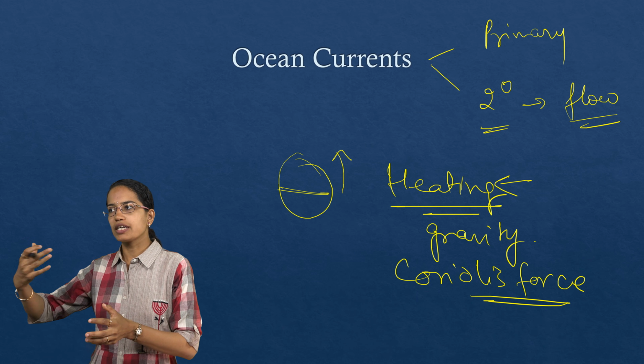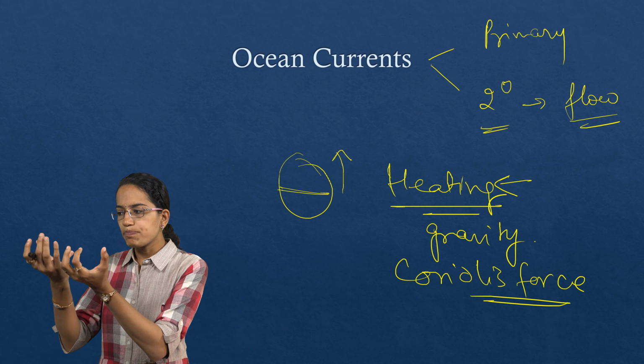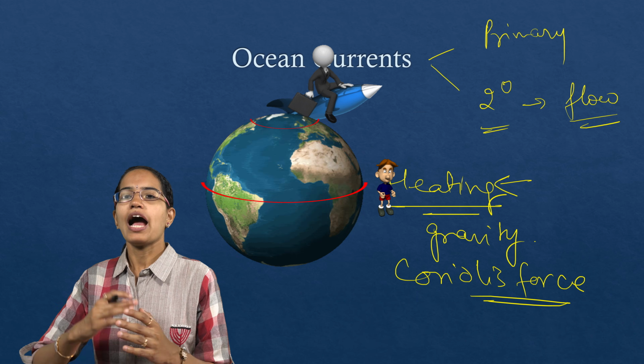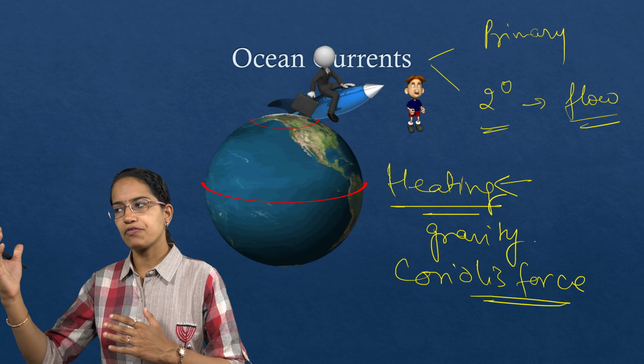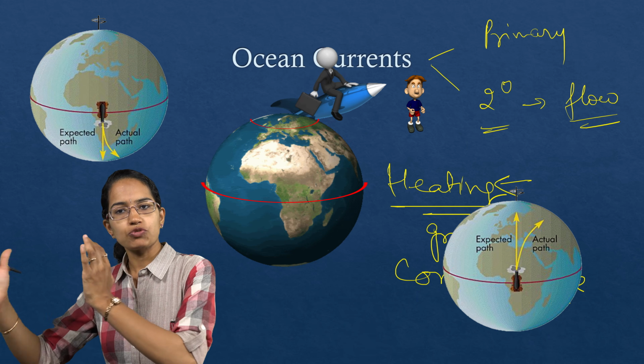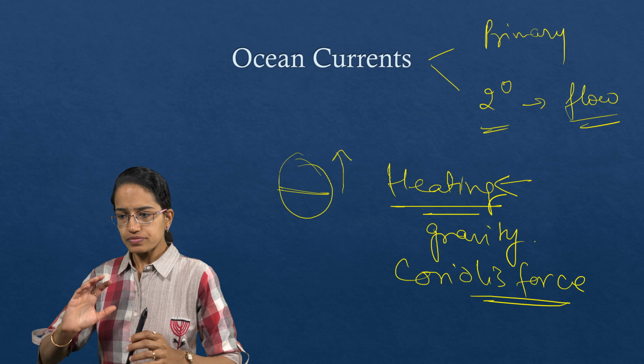Then you have gravity, which is basically the pull to pile up the water and create a gradient variation that could be seen, and the Coriolis effect, that is the deflection towards the right in the northern hemisphere and left in the southern hemisphere, which we have covered in a very separate class.